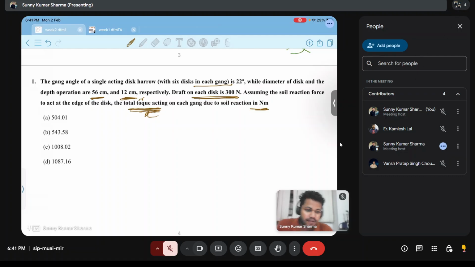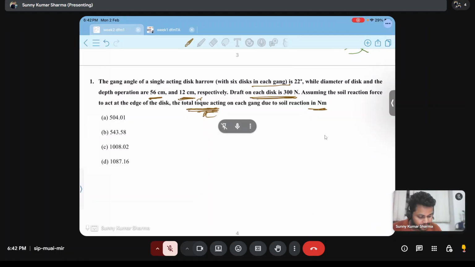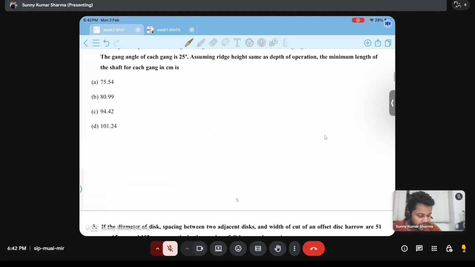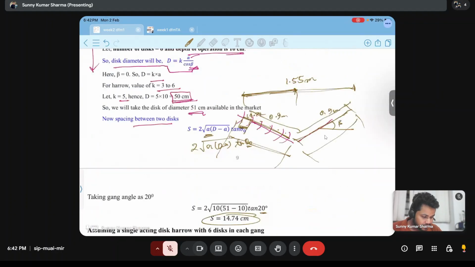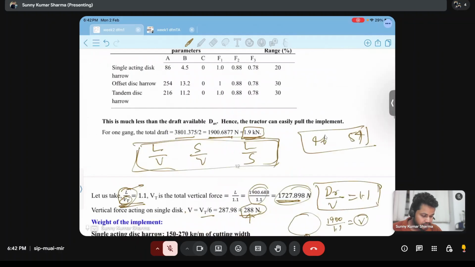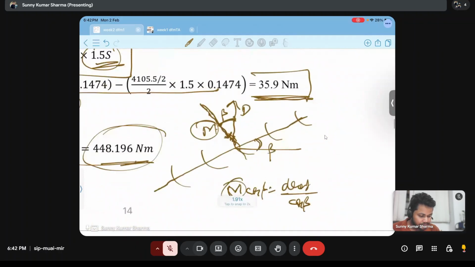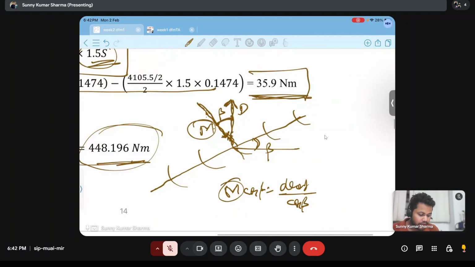Have you calculated, Kamlesh? No, sir. Okay. This is the draft value. Just now I discussed that. We need to calculate the torsion moment. So this force we need to know. This moment force is denoted by M. M cos beta will be our draft force. M cos beta is draft.